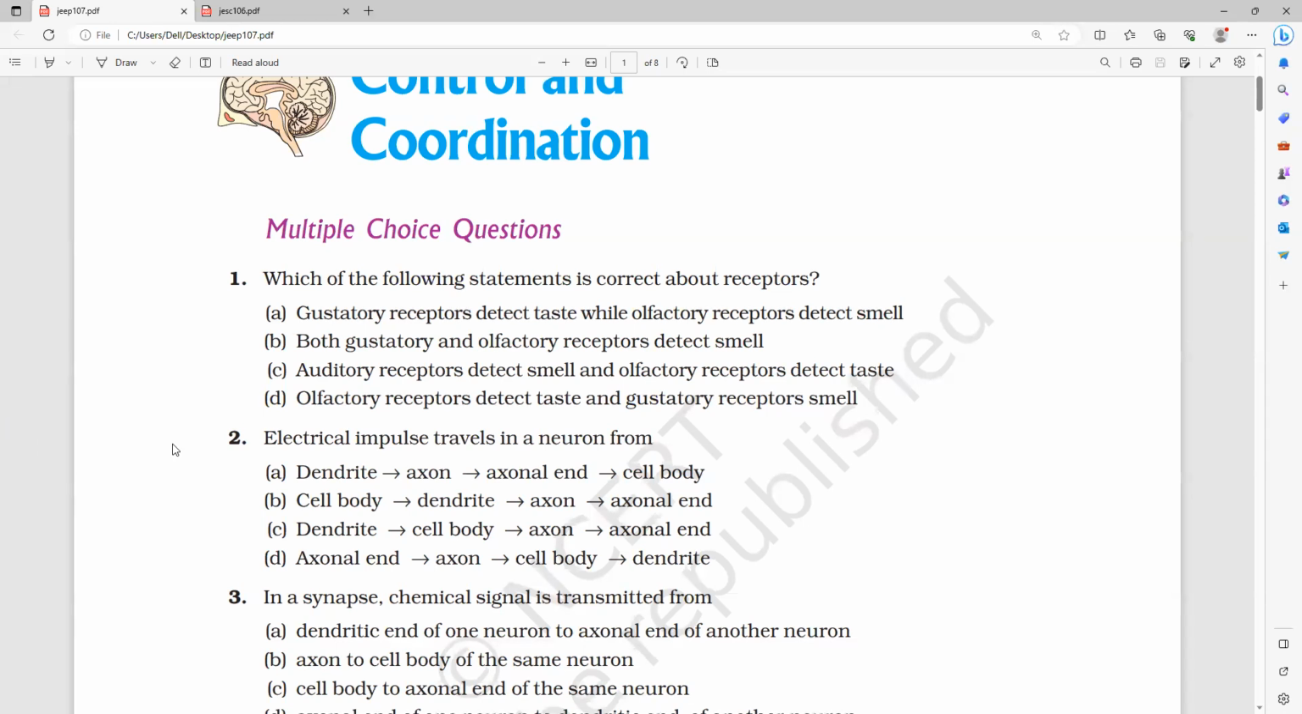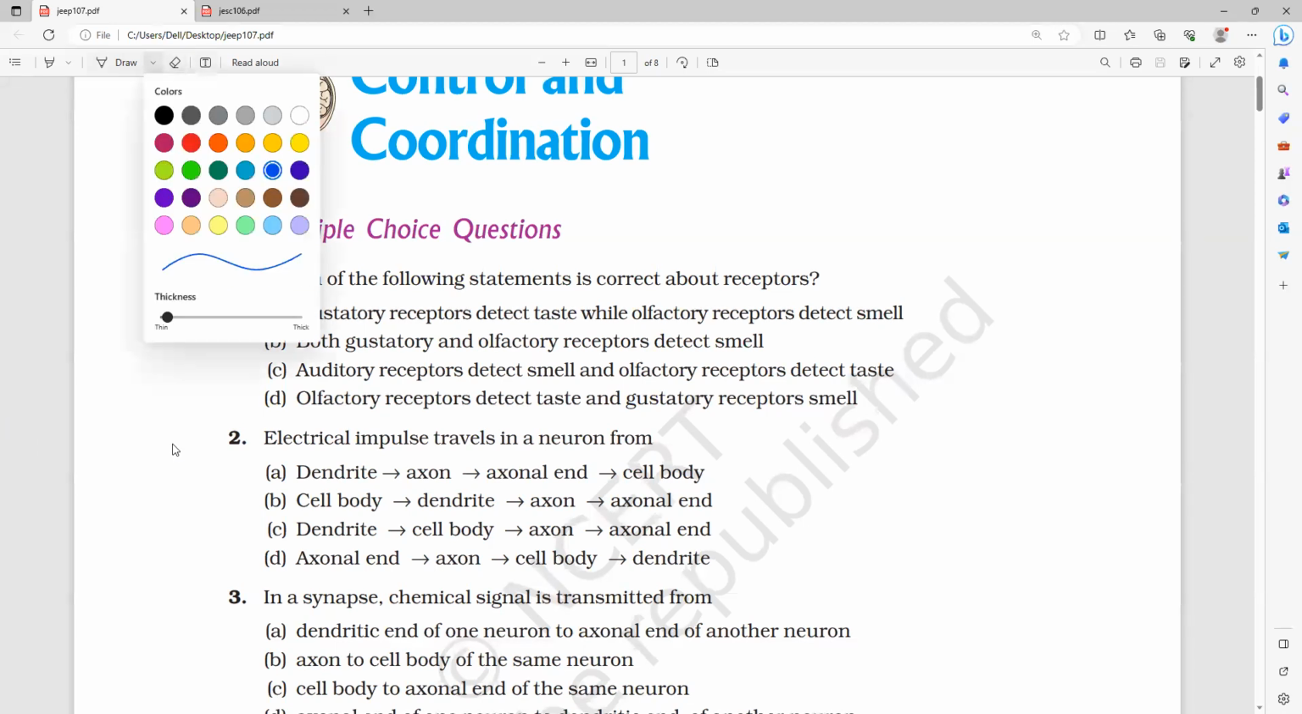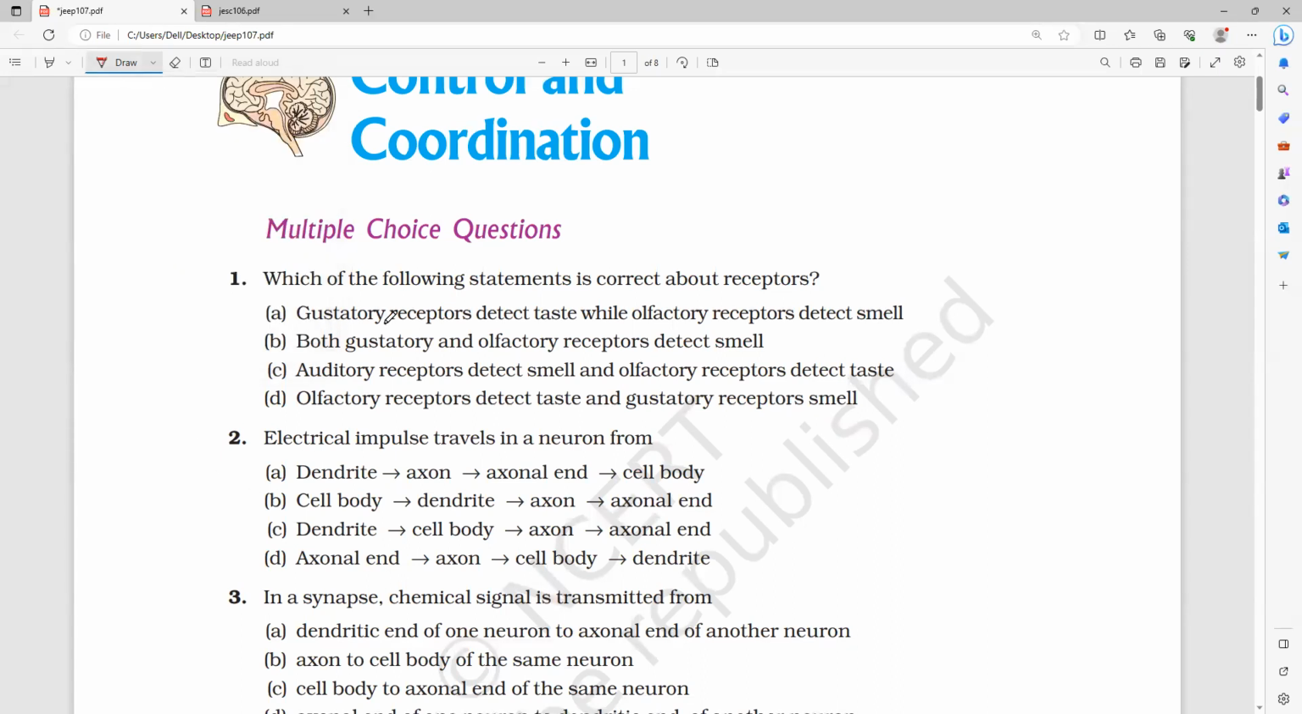So first question, which of the following statements is correct about the receptors? First of all, what are receptors? Receptors mean those which will detect a kind of sense. Like we have 5 sense organs, so all these 5 sense organs will detect and respond to stimuli from the surroundings. So that is what we call receptors.